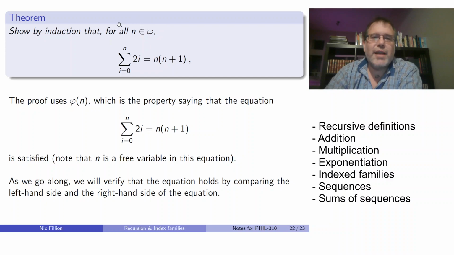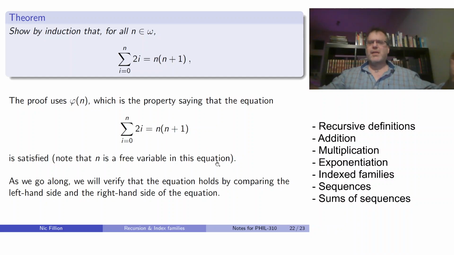Observe that here we have a quantifier for all n followed by a formula. If we remove that quantifier, n becomes a free variable. So that very equation without the quantifier is going to be phi n, the property that we use in order to do an induction. Okay? And as we go along in those proofs, both for the base case and for the inductive step, we're going to try to show that the left-hand side equals the right-hand side. And typically, we're going to work on those separately, as you're going to see in the next example.